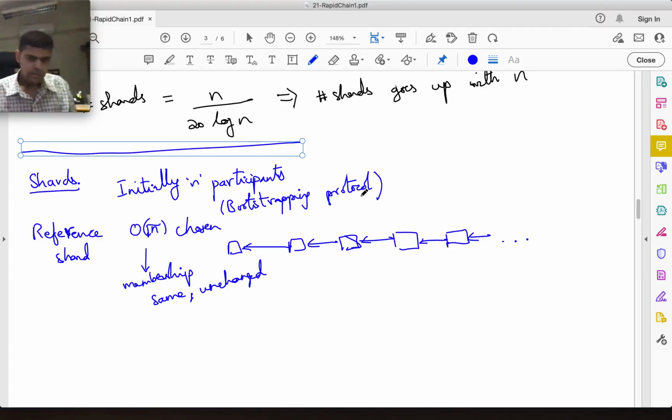It's a tricky protocol, but it uses certain graph theoretic methods. But essentially, it ensures that the fraction of Byzantine nodes is almost the same in this set as it was in the initial set.